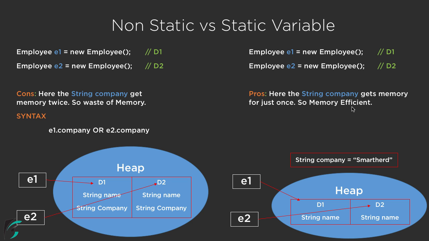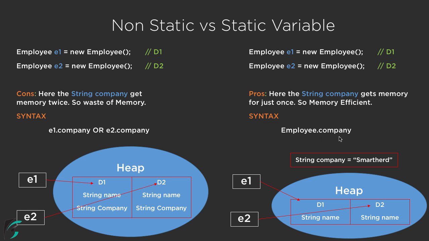So the primary purpose of using the static variable is to save the memory, that is, make your code or application memory efficient. And now the syntax to access the static variable is simply use the class name Employee dot company. So here on the right hand side, no matter how many objects you have, you can simply call the class name followed by the dot operator followed by the static variable name.